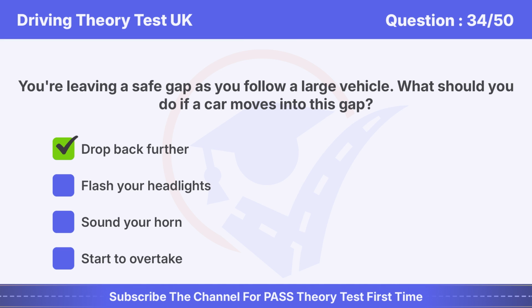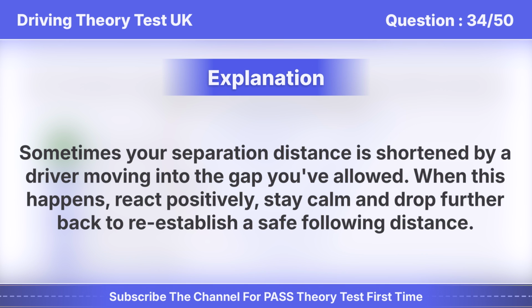Answer is A. Drop back further. Sometimes your separation distance is shortened by a driver moving into the gap you've allowed. When this happens, react positively. Stay calm and drop further back to re-establish a safe following distance.